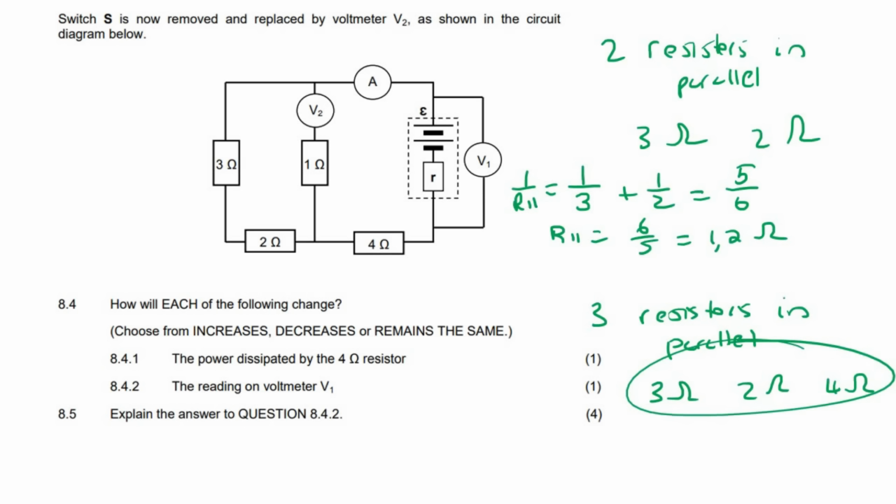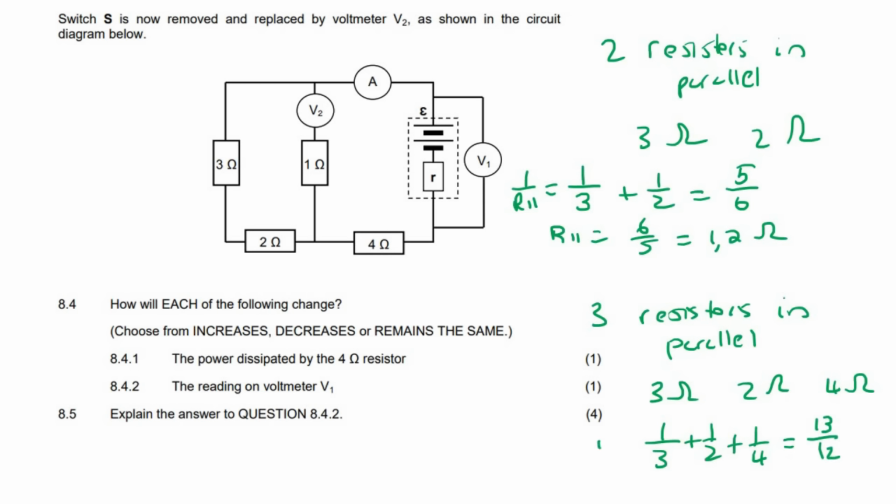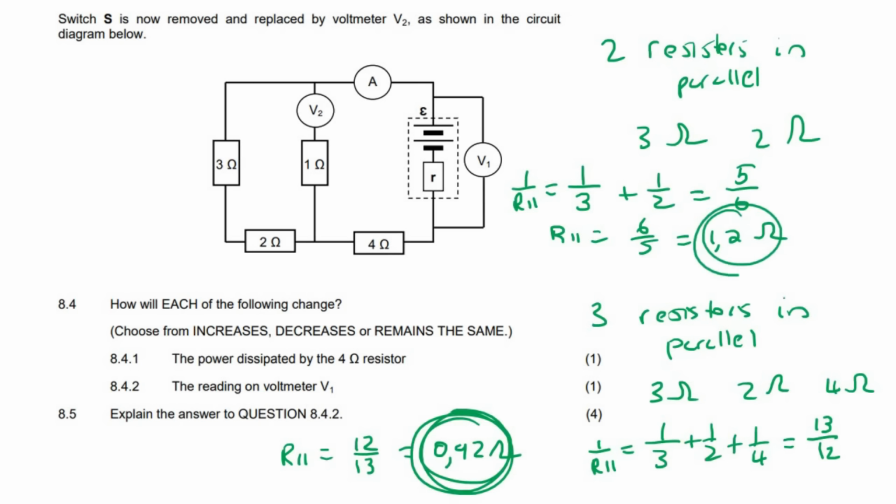Now, if you have 3 resistors in parallel, 1 over 3 plus 1 over 2 plus 1 over 4, if you work that out, you get 13 over 12, but that's 1 over R parallel. So if you then had to switch that over, you get 12 over 13, and that'll be 0.92 ohms. So can we see that the more parallel resistors that you actually have, the lower the total resistance becomes? Look at that. See that? So the more pathways we have, the less the overall resistance.